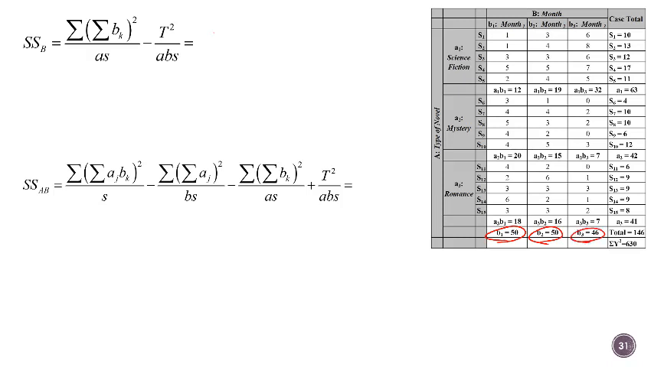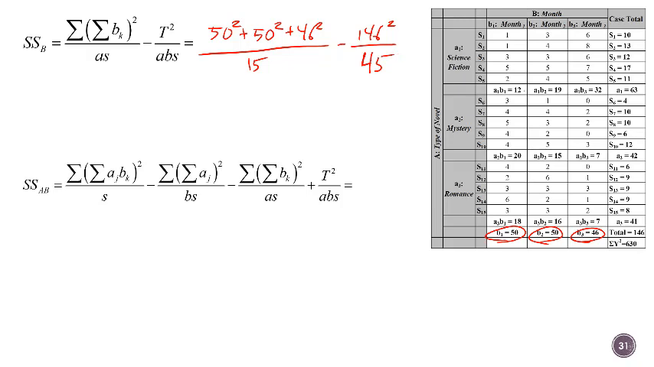So, 50 squared plus 50 squared plus 46 squared over AS, still 3 times 5 is 15. This is still going to be 146 squared over 45.